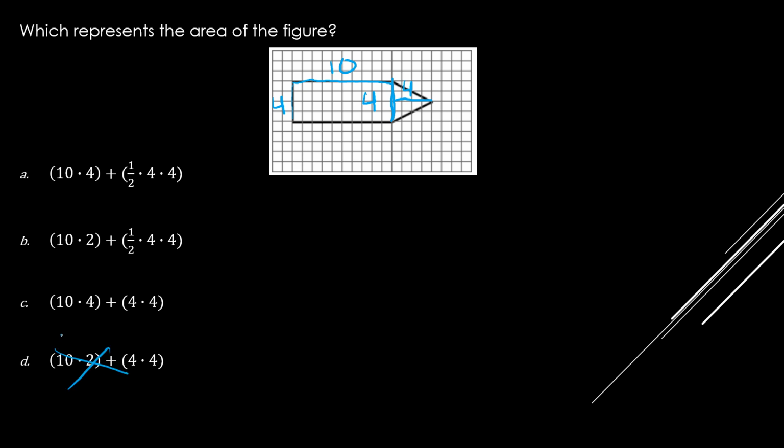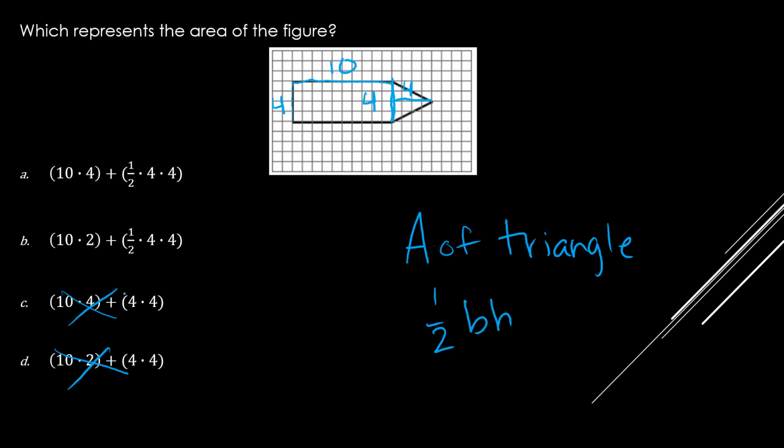So this one's out. For the area of my triangle, remember that the formula for that is 1/2 base times height. So this one is out because it doesn't have that 1/2. And this one is also out because it's 10 times 2. I want 10 times 4 plus that 1/2 times 4 times 4.